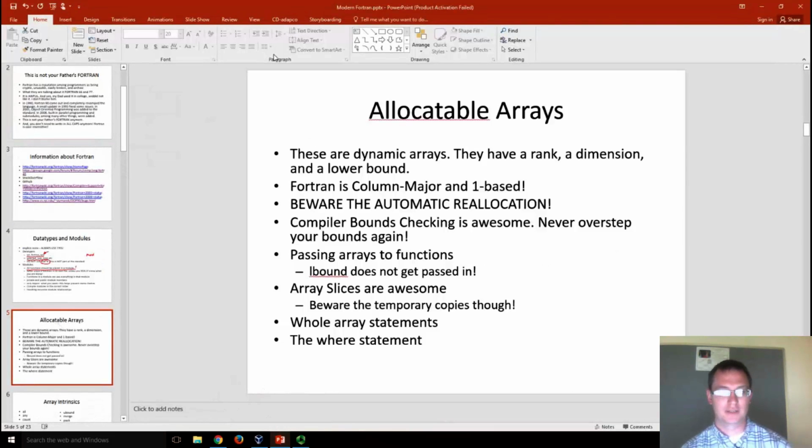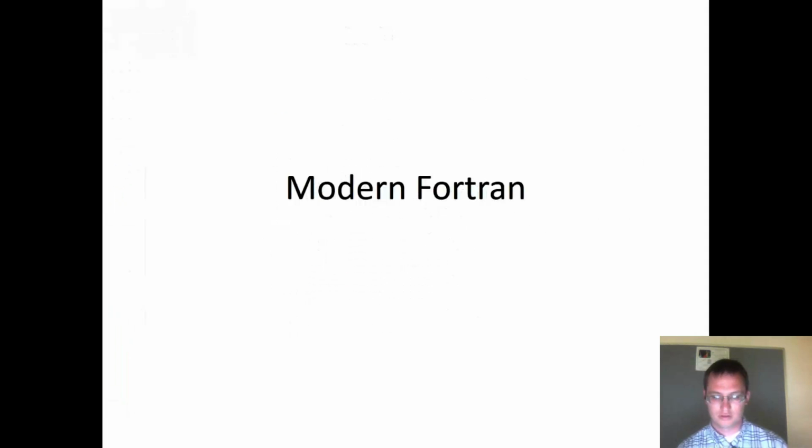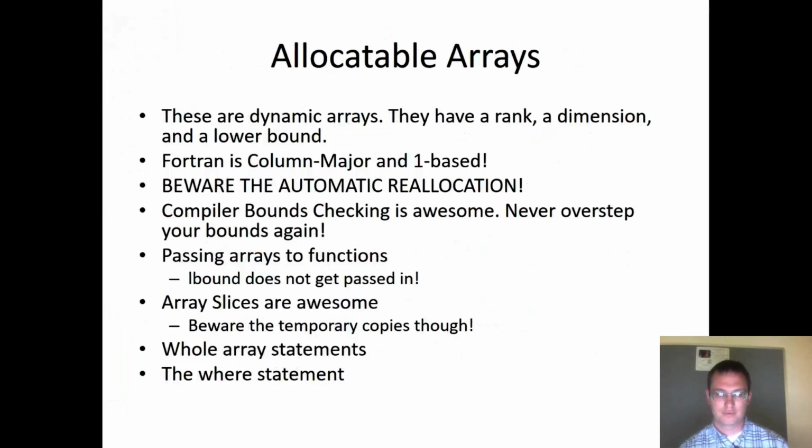Okay, now we come to allocatable arrays. All right, so allocatable arrays. They are dynamic arrays. They have a rank, which means they can be one-dimensional, two-dimensional, three-dimensional, four. I think now the standard says you can go up to 15 dimensions. So those are some really big arrays. They have a rank, a dimension, so 2 in the x direction and 4 in the y direction.